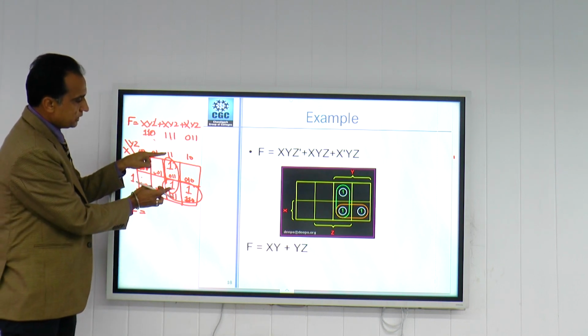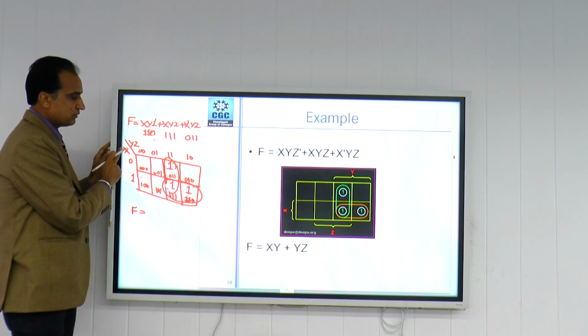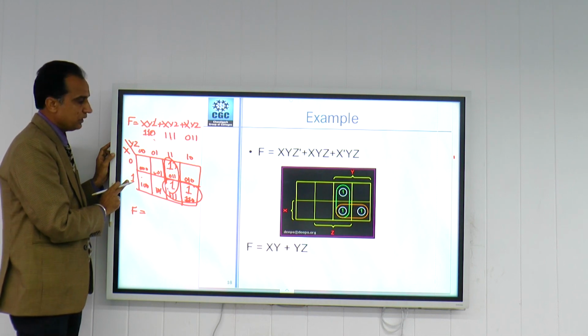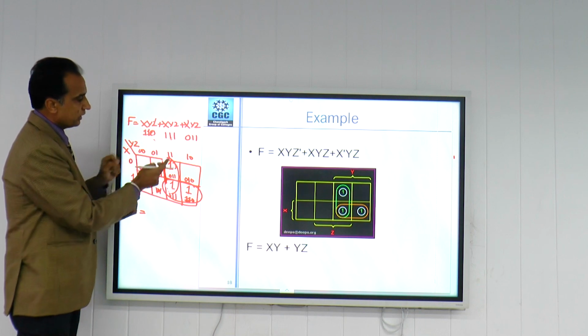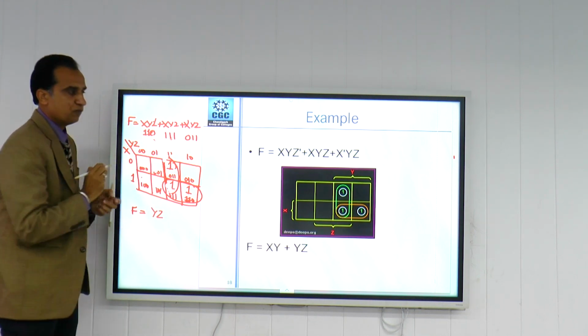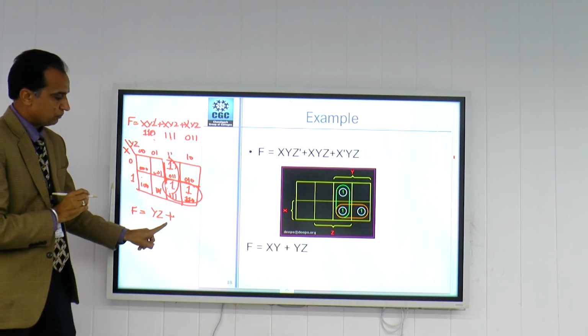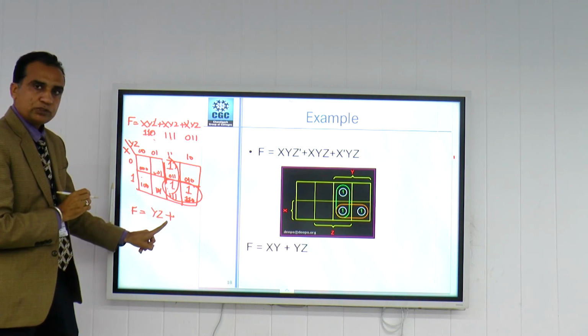Now according to this group, we have to check which variable is changed during this group. X value changed from 0 to 1. So X variable will be eliminated. Now corresponding to this vertical group, the Y value is 1, 1. So the result is YZ. Then we put a plus sign in case of SOP. In case of POS, we use dot sign.